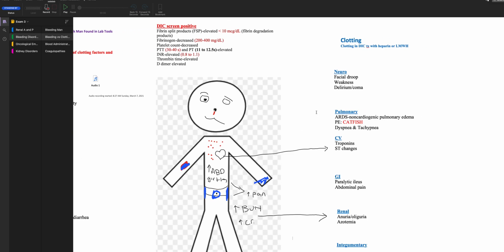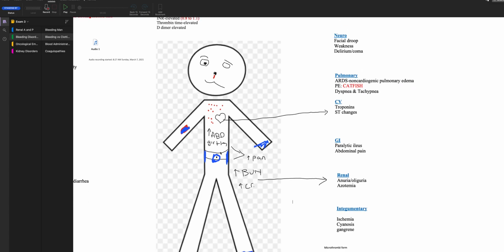Okay, so clotting. If somebody has microthrombi, like what happens in DIC, and it's in their brain, okay, it could be a thrombotic stroke or an ischemic stroke. They might have facial droop, weakness, delirium, and coma. Pulmonary wise, they may end up with non-cardiogenic pulmonary edema, ARDS. They may have a PE, so remember your catfish. CV, they may have an MI, so check troponins and ST changes. In their abdomen, they may have a paralytic ileus and abdominal pain.